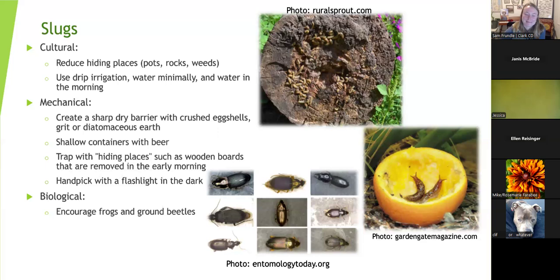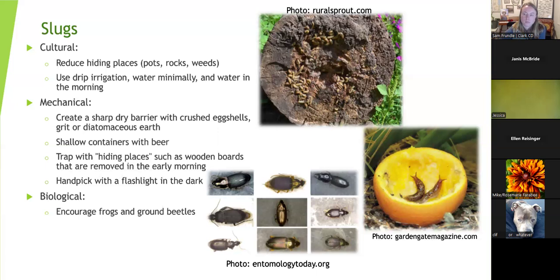But okay, and then biologically, we could encourage frogs. Some ground beetles will eat the eggs. So we just want to make sure we are not applying any chemicals that are going to reduce their natural predators.